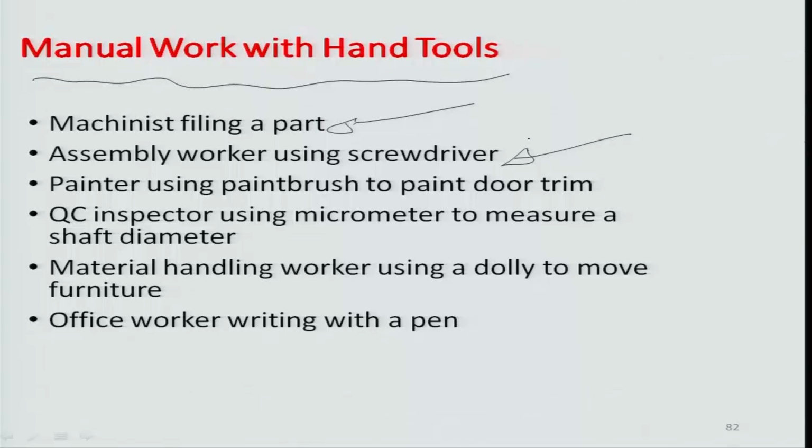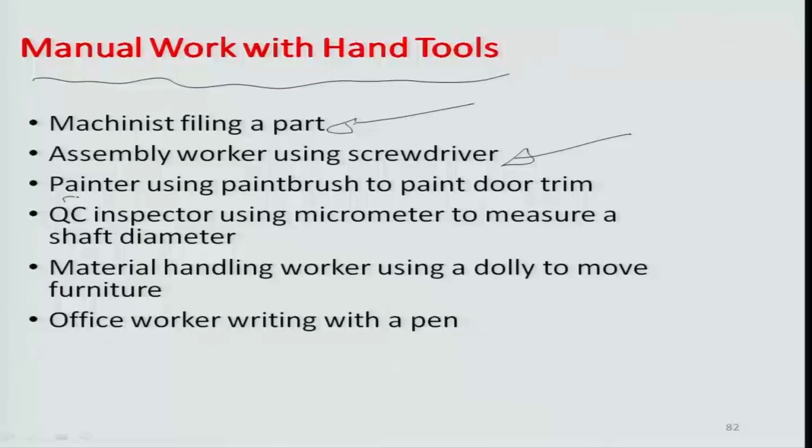The screwdriver here is a hand tool which gives you enough torque to turn a plus head system or a minus head system of a screw. You have a painter using a paintbrush to paint the door trim, for example, of a door assembly. So that itself is again a manual work system.